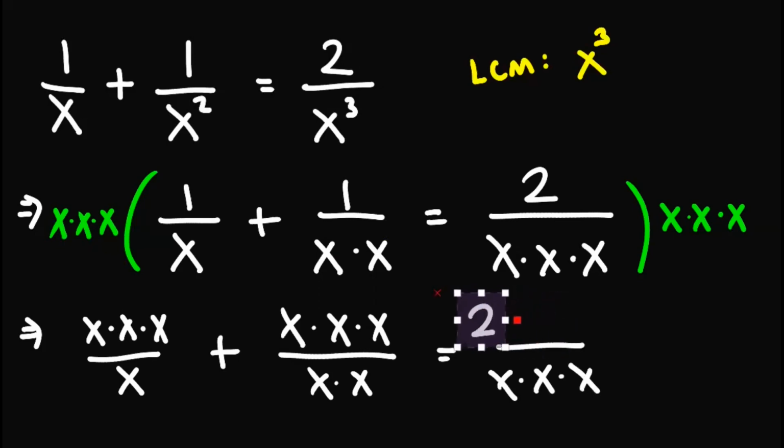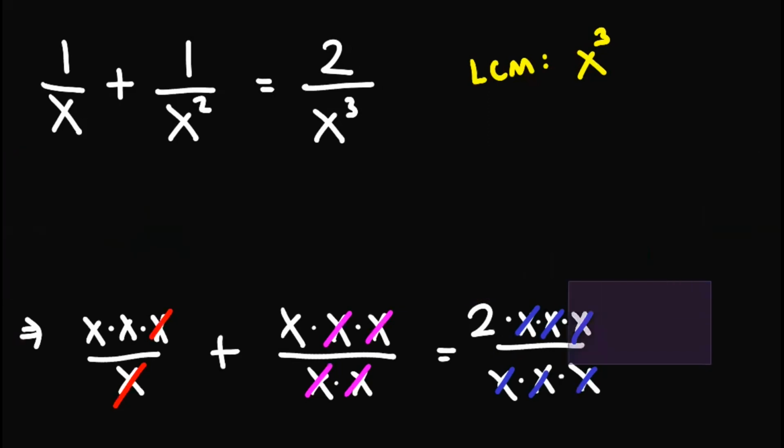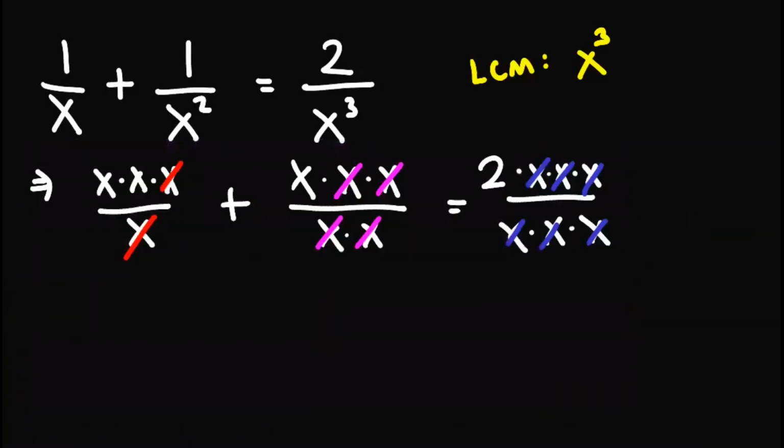Oops, there should be times x times x in the numerator. And then we cancel. We cancel this one, this one, this one, and this one, then this one, and then this one out here. So we'll be obtaining x times x is x squared. The middle term will be x, and this is equal to 2. So this now is a quadratic equation, so we know how to solve this already.